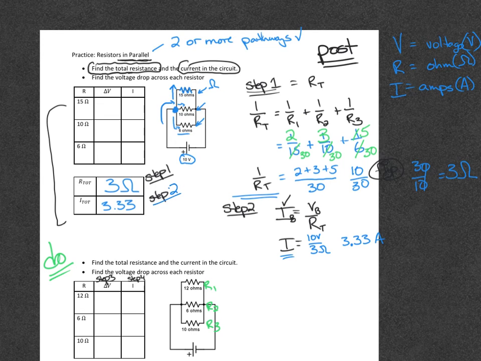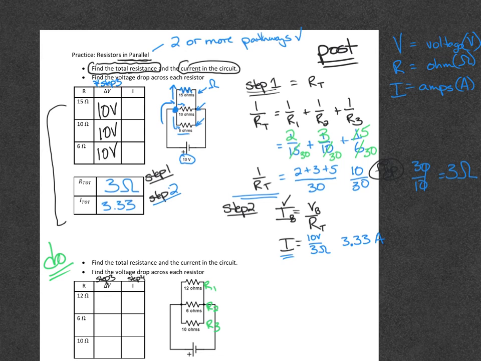Okay, step 3. Step 3 is a cool one that we've already developed. Remember the idea that everyone gets the same voltage in a parallel circuit? It's almost too easy to be a step, but step 3 is everyone gets 10 volts, the same voltage as the battery, because every single electron gets pushed by the battery.